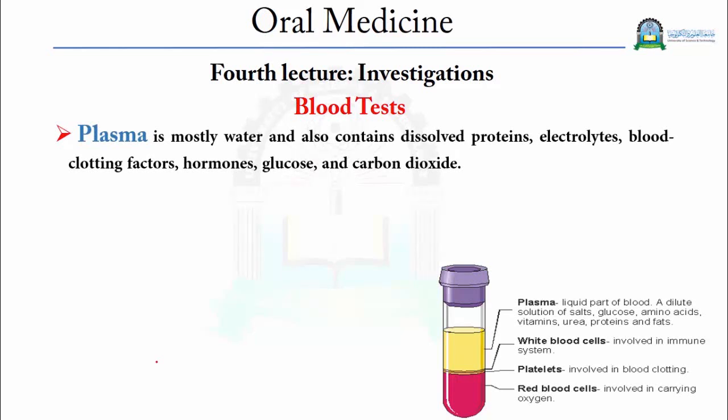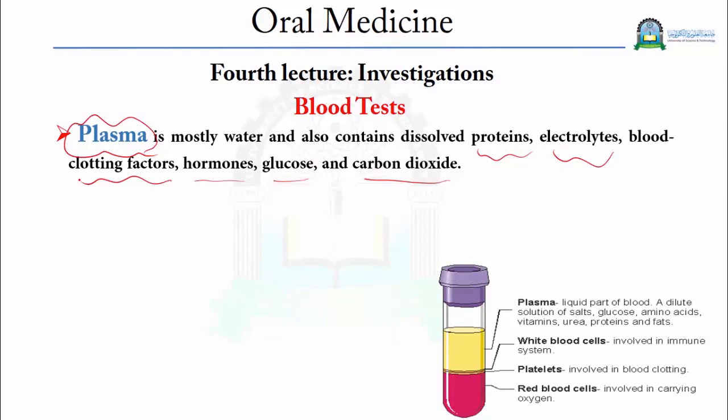Plasma is mostly water and also contains dissolved proteins, electrolytes, clotting factors, hormones, glucose and carbon dioxide. So the plasma is an important component of the blood which contains all these molecules, and molecules such as proteins and electrolytes can be interpreted for their increased or decreased values and correlated with the patient's general condition.